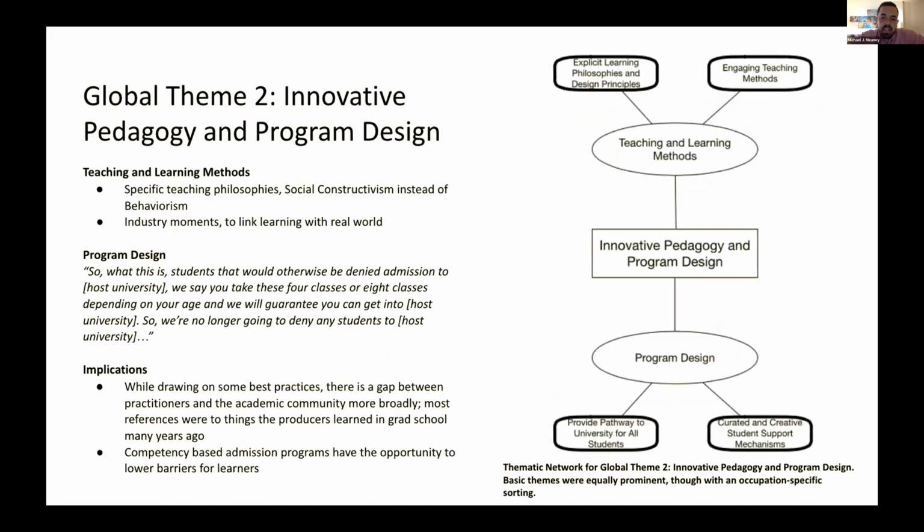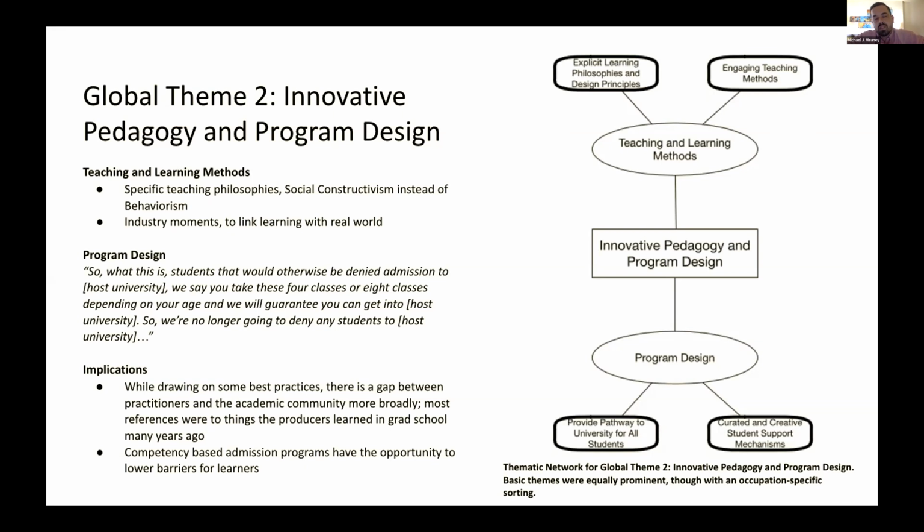So the second theme that I will talk about having observed was that there was a real commitment to innovative pedagogy and program design. And of course, there were some wrinkles in that as well. So these producers articulated specific teaching philosophies. Like one said, you know, I'm a social constructivist. I'm not a behaviorist, and I always want my students interacting with the materials that I'm helping make.